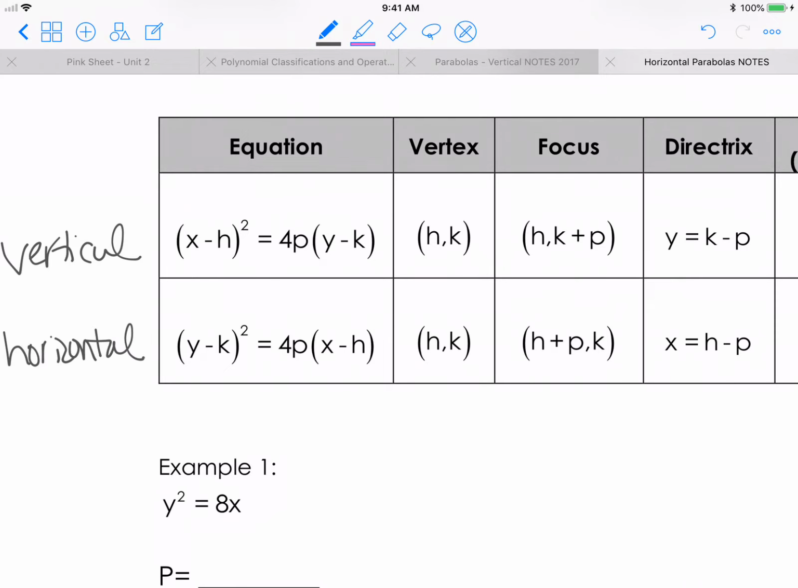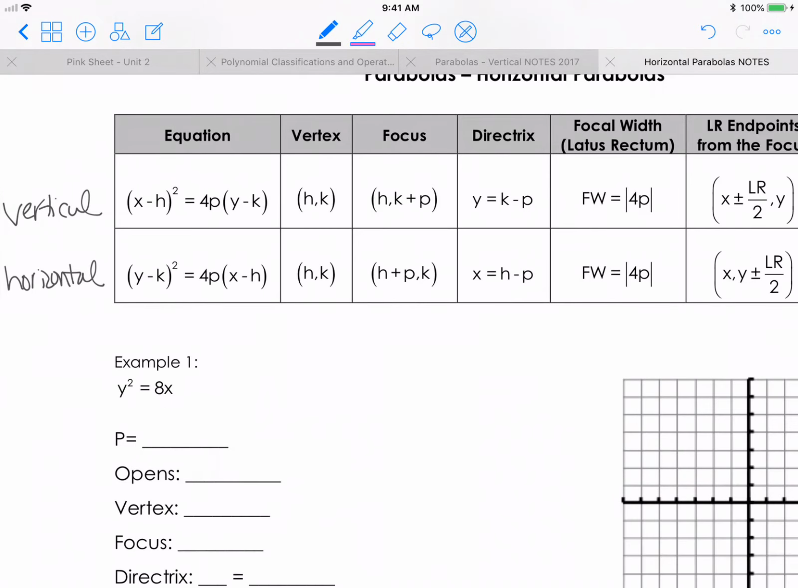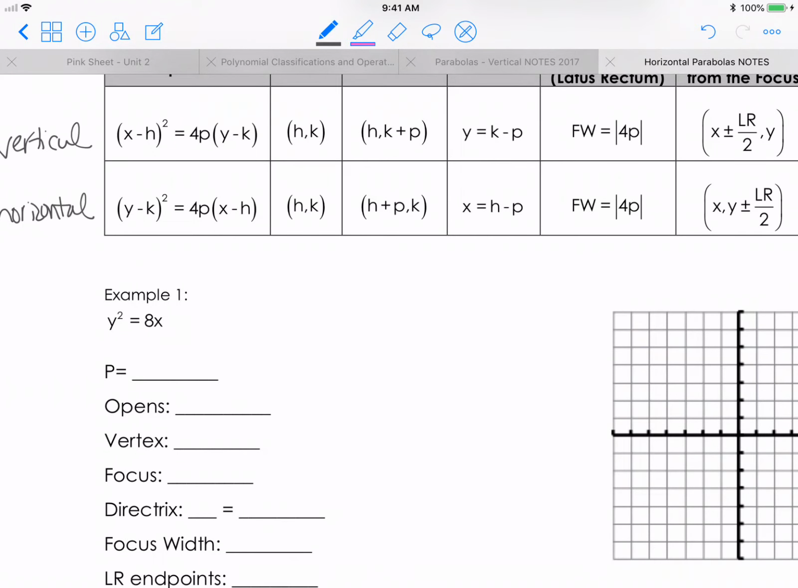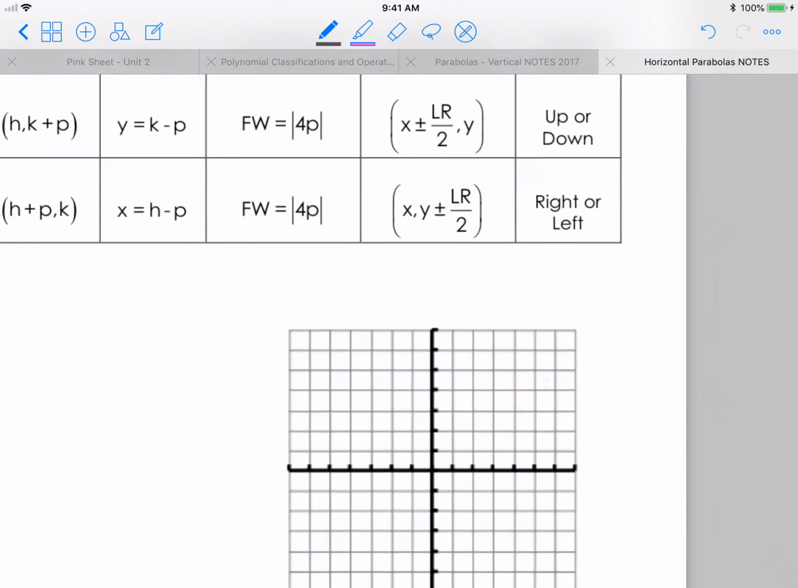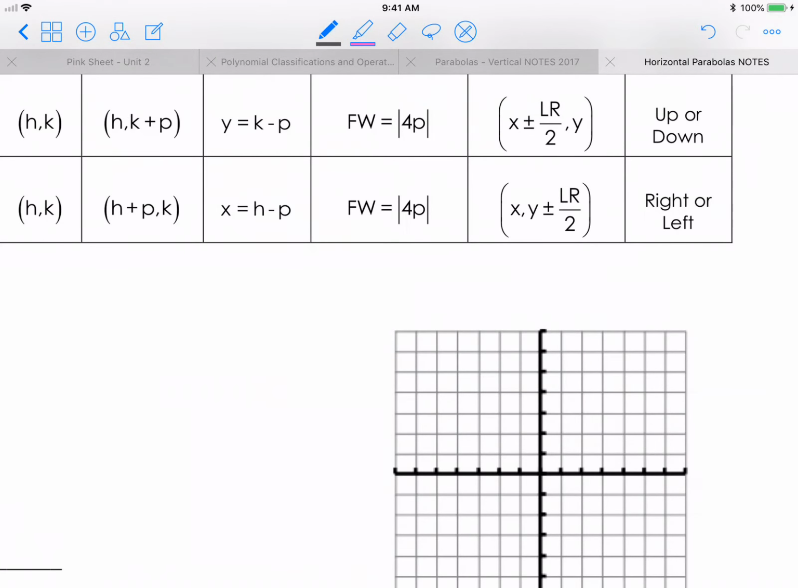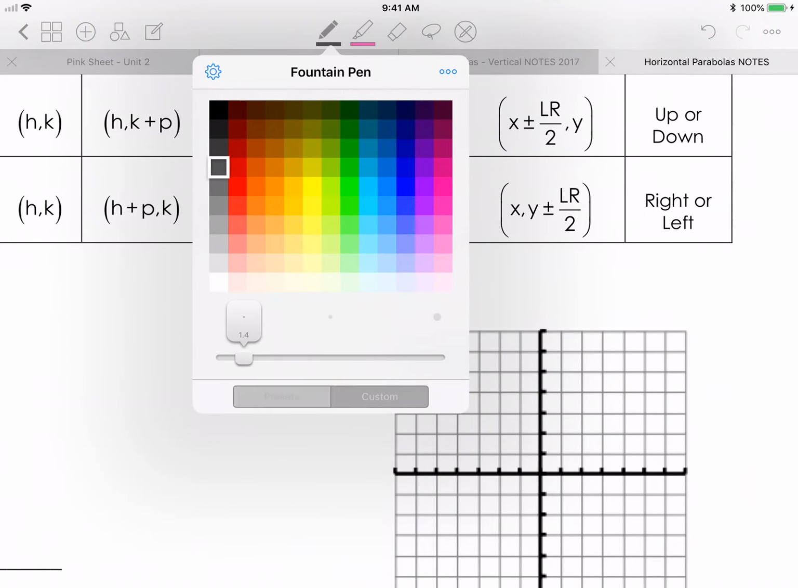So we're going to focus on horizontal today. So y'all go ahead and get these out. And we're just going to work through them. It's pretty much the same thing that we did on Friday for vertical, except the only thing that's different now is this right or this left. So let's kind of talk through that.